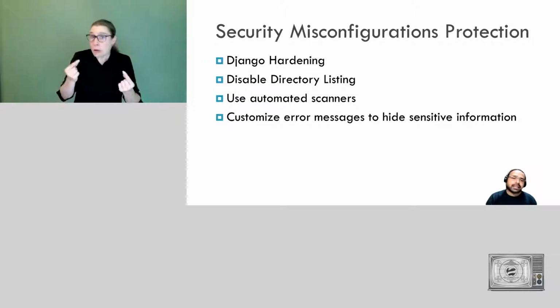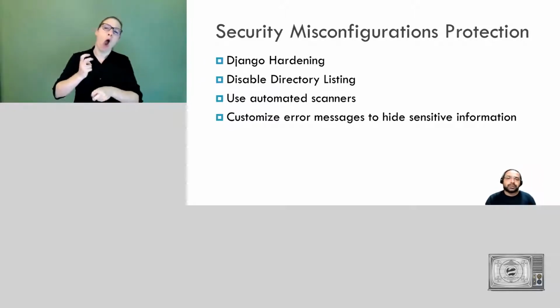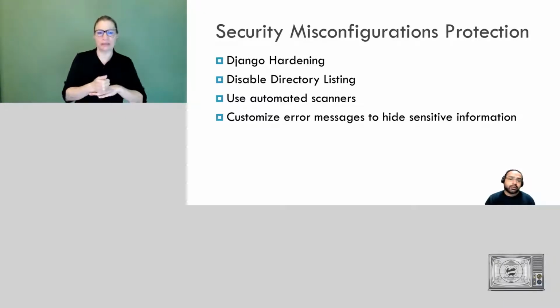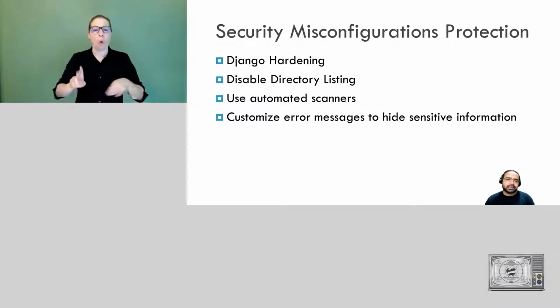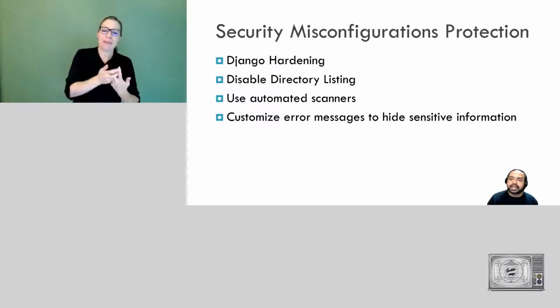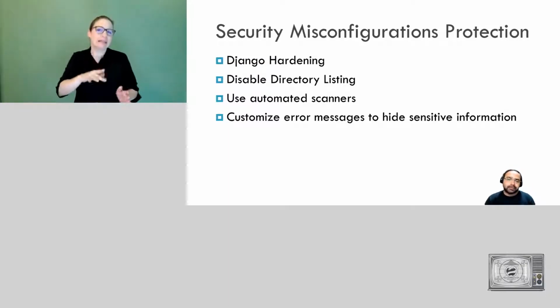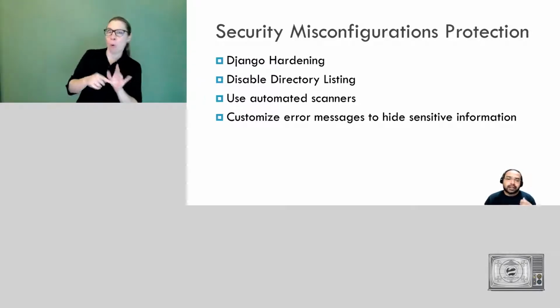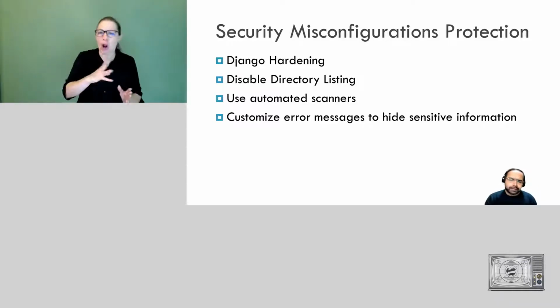So the solutions are: harden Django, that is, don't use default settings. Remove all basic, unwanted and default applications. Then disable directory listing. Then use automated scanners to identify misconfiguration issues. Then customize error messages to hide sensitive information, because error messages also reveal important system information such as the operating system version, browser version, and so on.